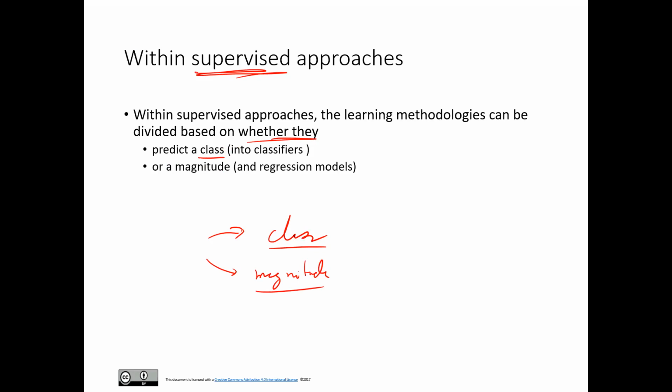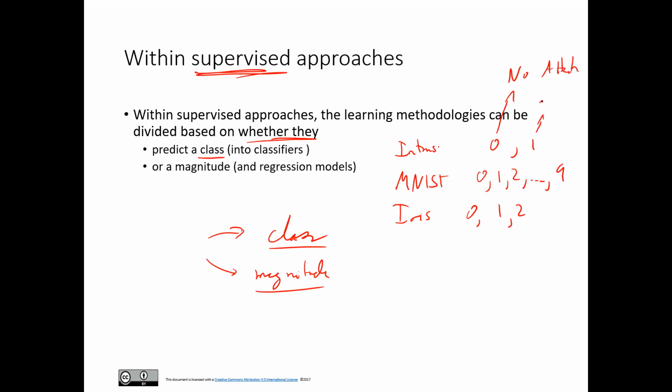The difference is, for instance, when we did Iris, how many classes do we have? 3, right? 0, 1, and 2: Virginica, versicolor, setosa. So we're predicting 1 of 3 classes. In MNIST, if you looked at it, you had 10 classes, 0, 1, 2, all the way to 9. In intrusion detection, we have 2, 0 and 1, which are no attack or attack, right? Either one.